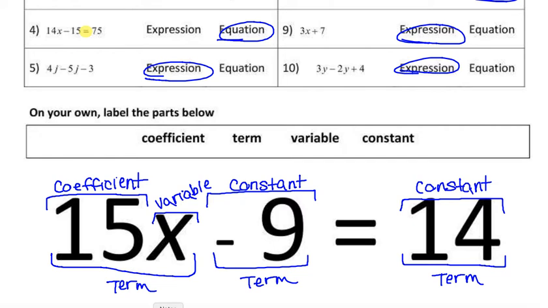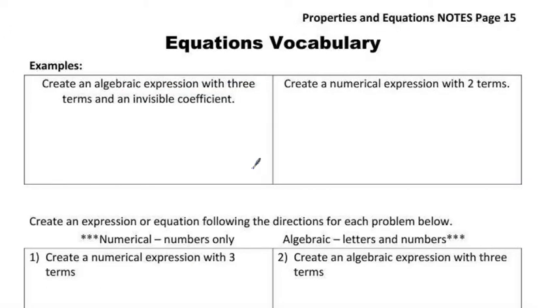So here's your answer to your labeling. Remember that this negative goes with the 9, or the minus. Minus and negative mean the same thing. So that goes with the 9, and that is a -9 for the constant and for the term. Okay, if we look at the next page, this is actually using some of the equations vocabulary in order to write different expressions or equations.